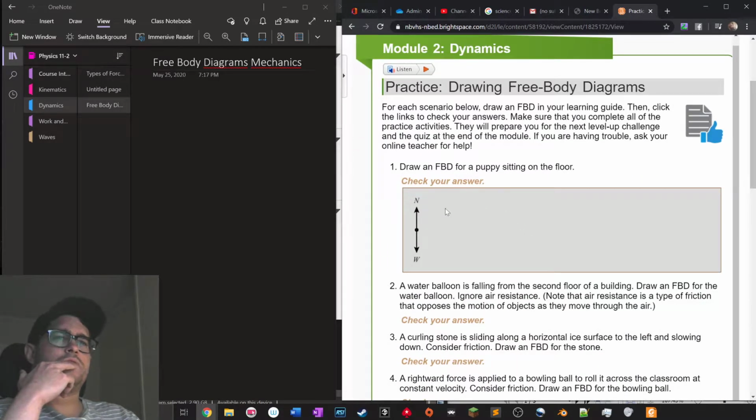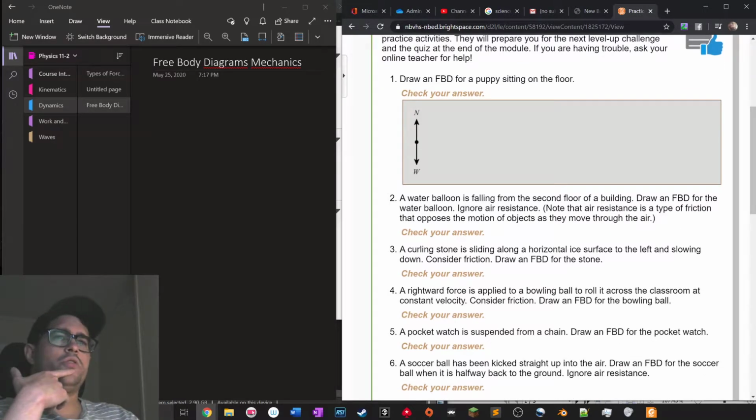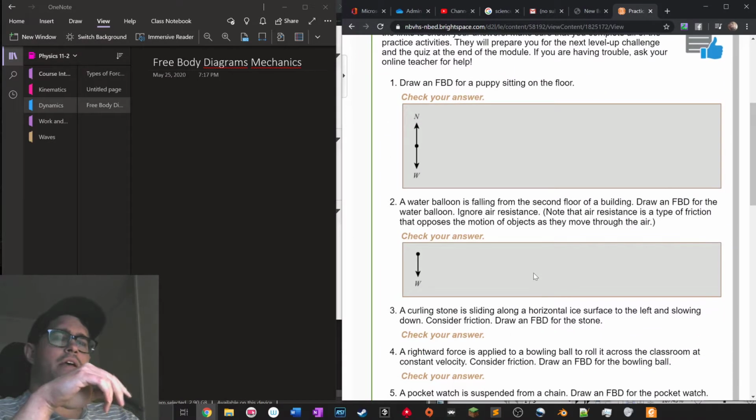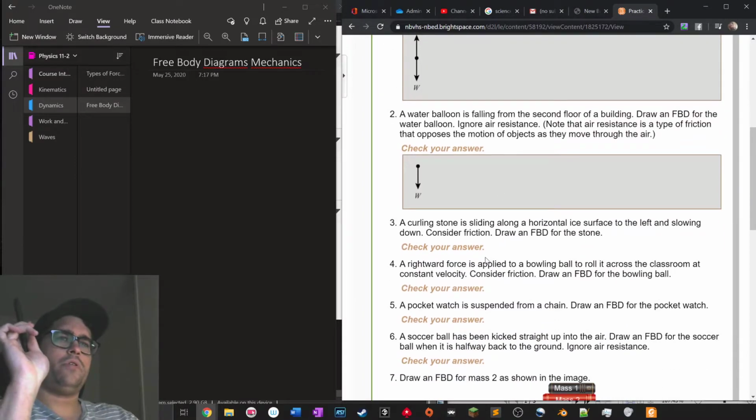Okay, so oops. So they wanted me to draw the puppy and the weight and the normal pushing back on it. A water balloon is falling from the second floor. So a water balloon would have a weight vector pointing down and nothing else because it's falling. Right, there's nothing pulling up.